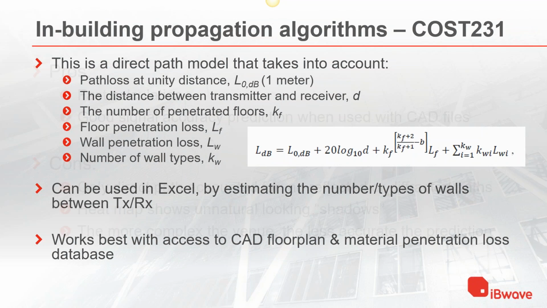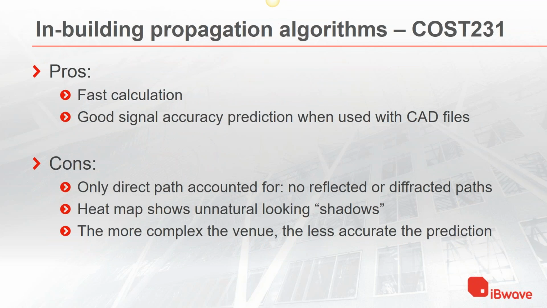So what are the pros and cons of COST 231? The pros, as I mentioned, is fast calculation. Even if it is not in Excel, even if it is in a computer using CAD files, it still is going to be very fast because you only have a direct path between transmit and receive. This is a good signal accuracy prediction when used with CAD files. Excel files, I would just not recommend that. It is just too many assumptions.